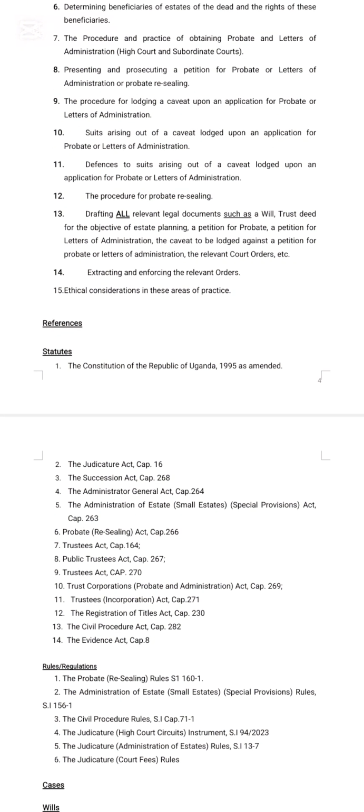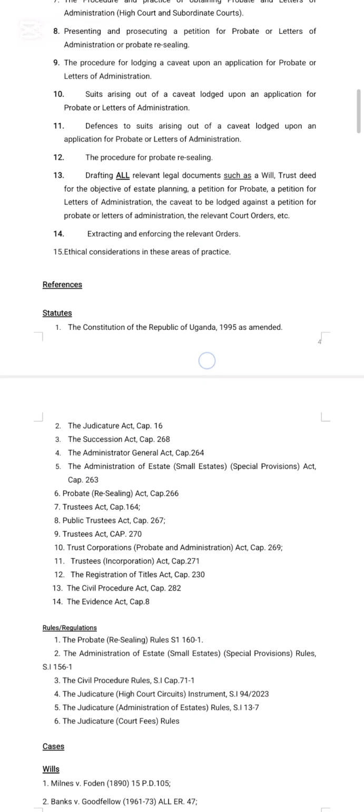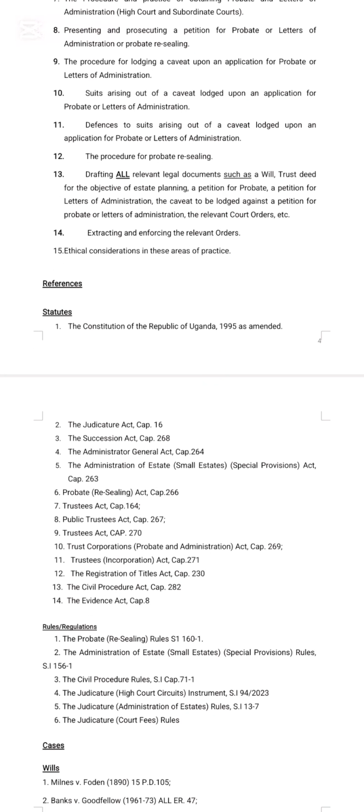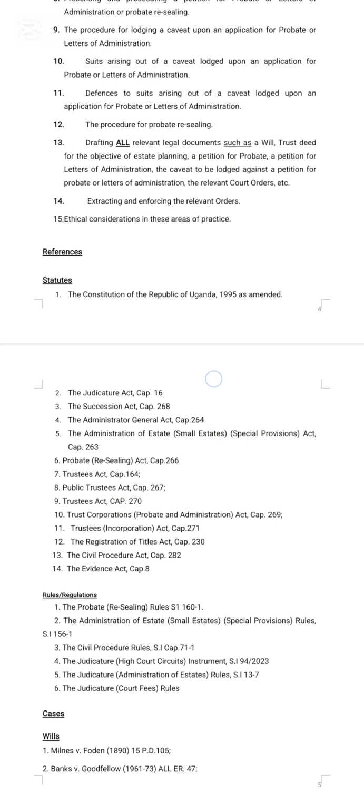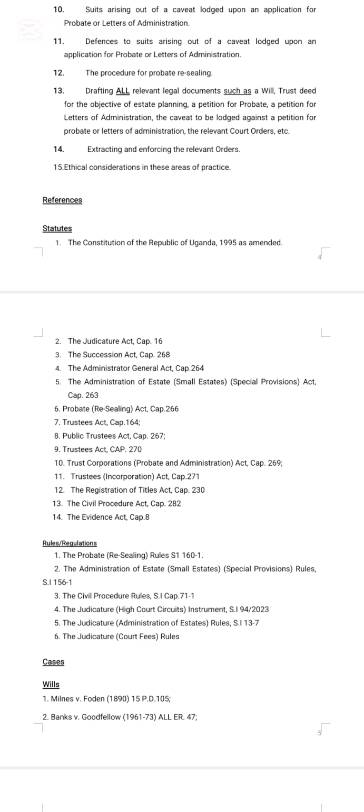Suits arising out of a caveat lodged upon an application for probate or letters of administration. So once there is a caveat, the matter proceeds as a suit by ordinary plaint. Then defenses to suits arising out of a caveat lodged upon an application for probate or letters of administration, the procedure for probate receiving, drafting all relevant legal documents such as a will, trust deed for the objectives of estate planning, then a petition for probate, a petition for letters of administration, a caveat to be lodged against the petition for probate or letters of administration, and relevant court documents.